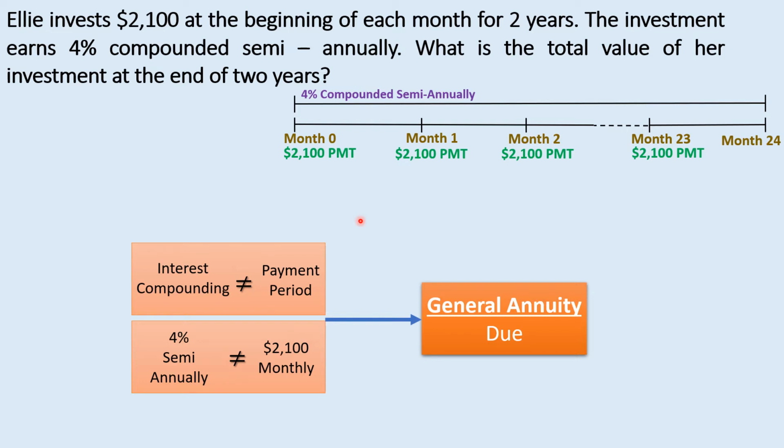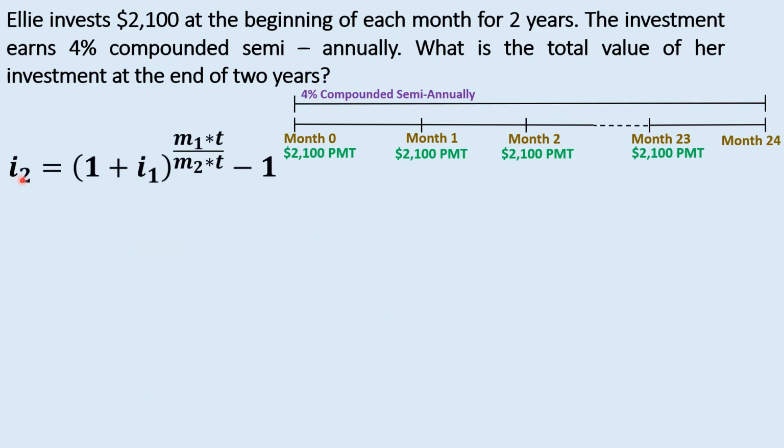So let's go ahead and start converting the 4% semi-annual rate to an X% monthly rate. To do that, we're going to use the interest rate conversion equation, which is I2 is equal to 1 plus I1 to the power of M1 times M2 times time period, right? Now your I1 is your 4% compounded semi-annually, as given in the question. We're going to convert this 4% to an I2, which is going to equal the monthly frequency.